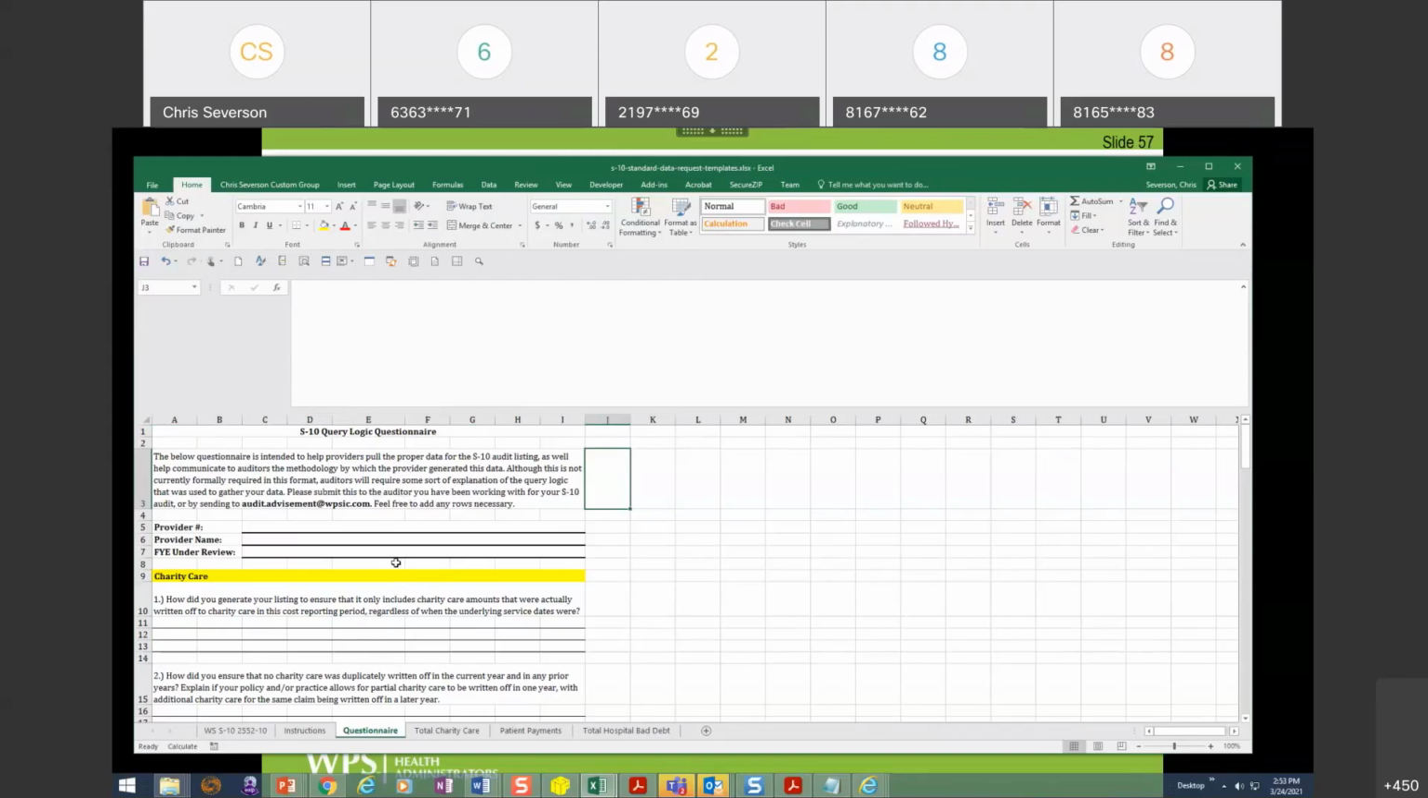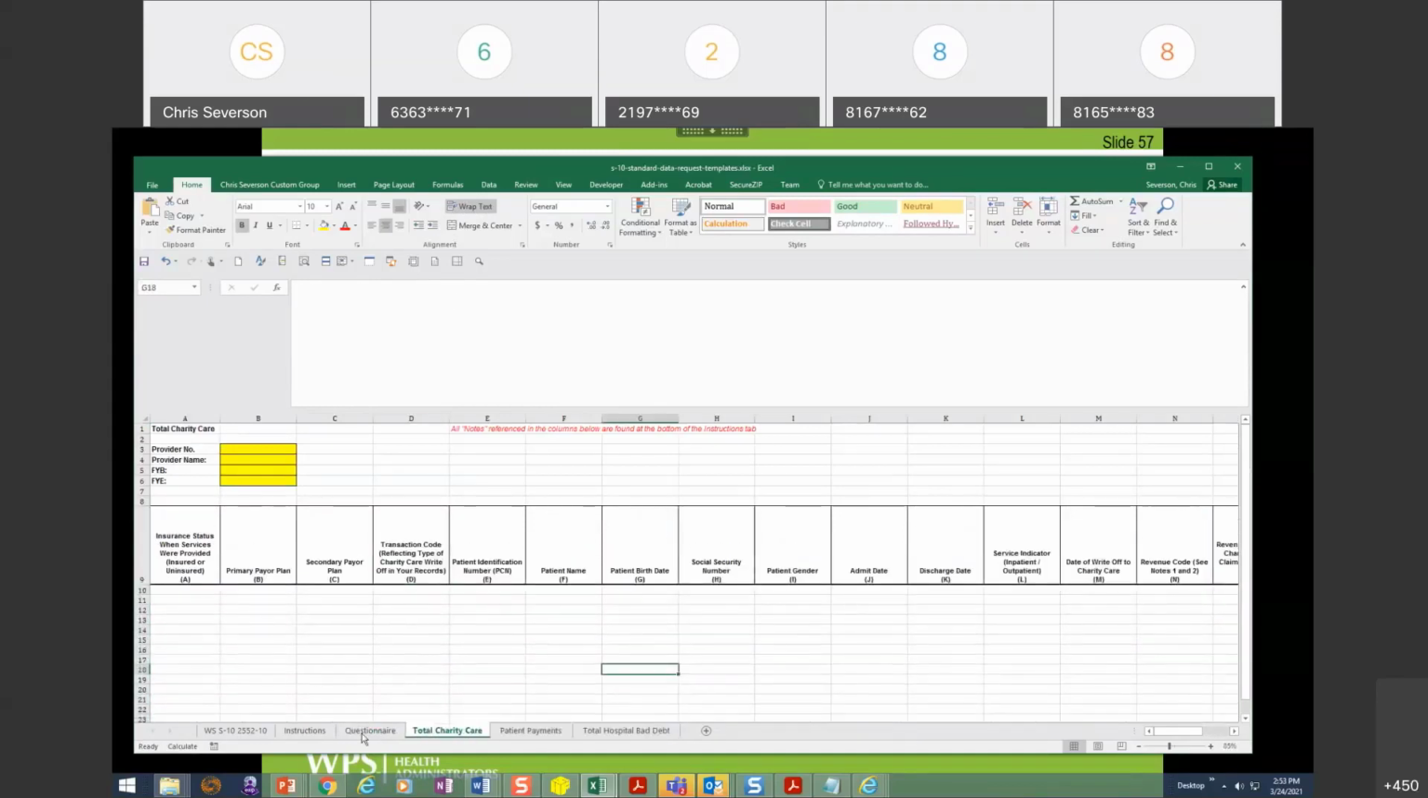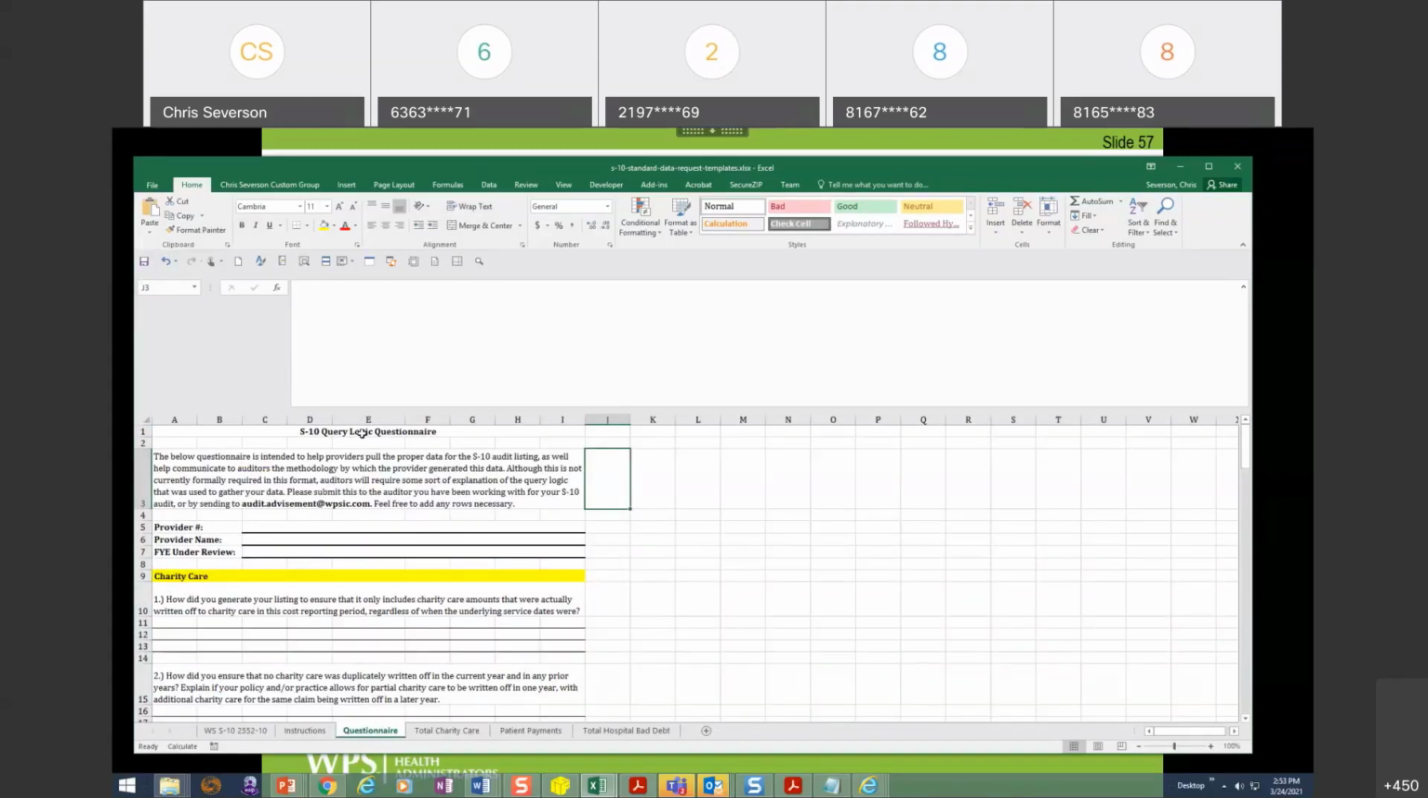So the template we have here is linked in that PowerPoint slide. That's the link to our website, and you'll find the template there. But you'll see we have 3 actual tabs with the true listings. Then we have this new questionnaire, this query logic questionnaire. We started using that midway through the audits last year.